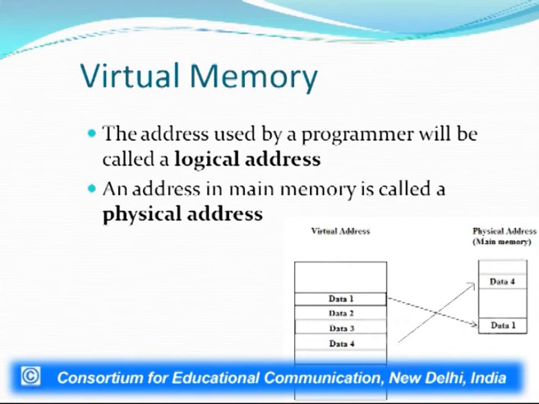Now, the virtual memory. The addresses used by a programmer are called logical addresses, and addresses in main memory are called physical addresses. Here you can see the virtual addresses and the physical addresses in main memory, data 1, data 2, data 3 and data 4. You can check it here with the physical memory and the physical addresses.